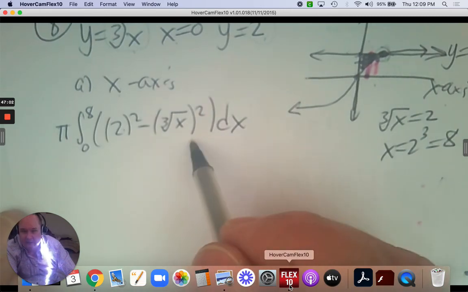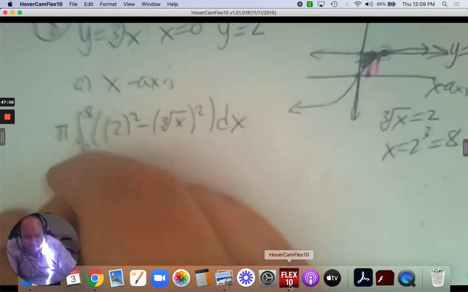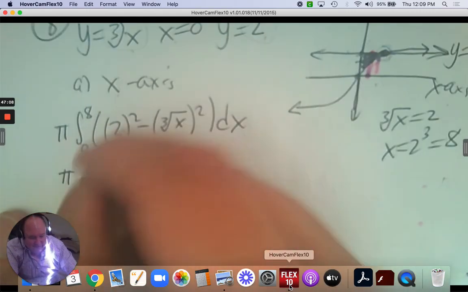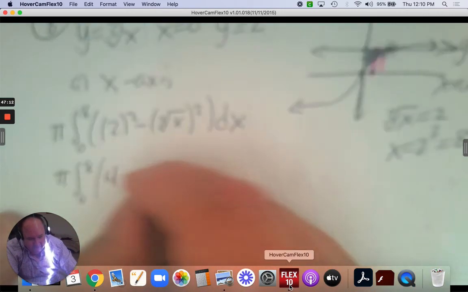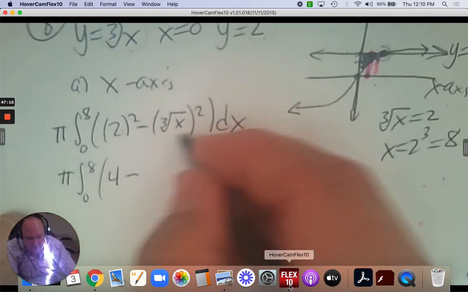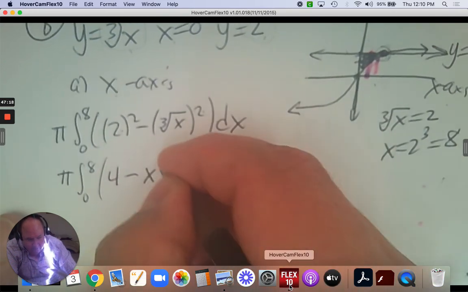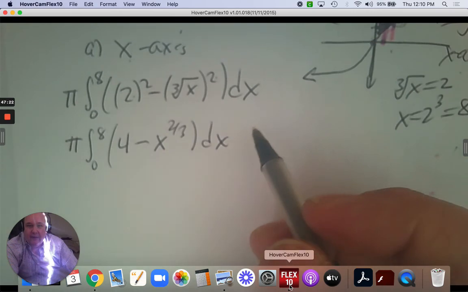Now, I actually have to find the volume of it. So we're not done. Haha. So to find this, I'm going to simplify it just a little bit. That's 4. I'm going to change this to a fractional exponent. So the cube root squared would actually be x to the 2/3. So that's what it would look like.